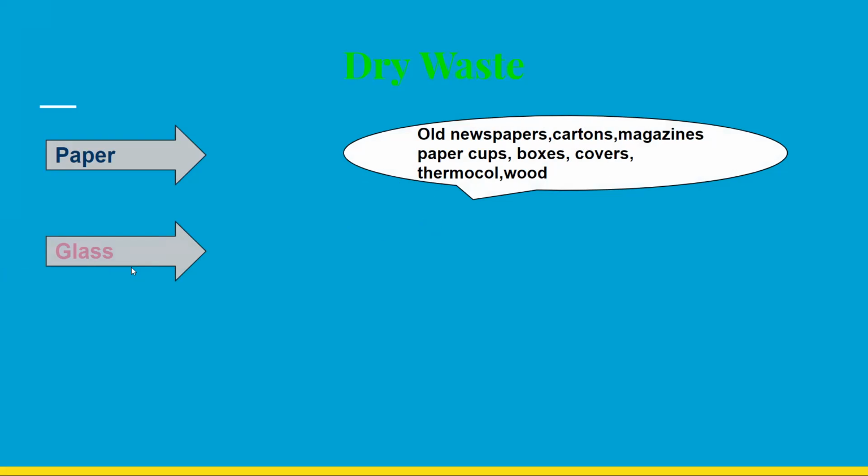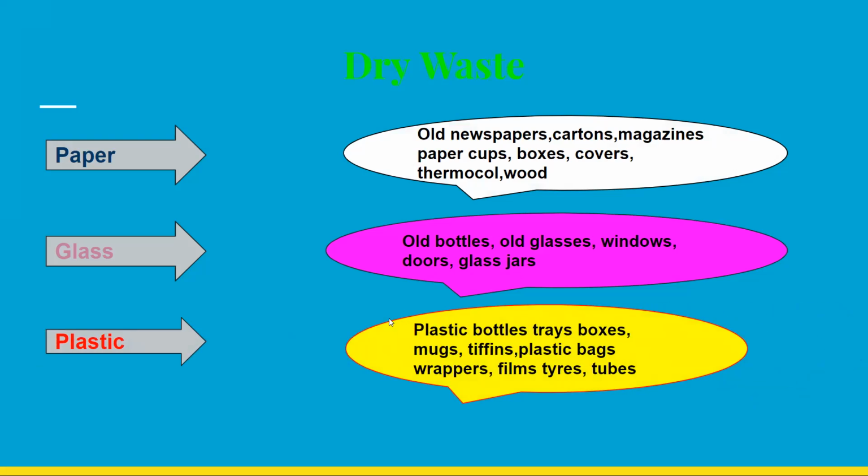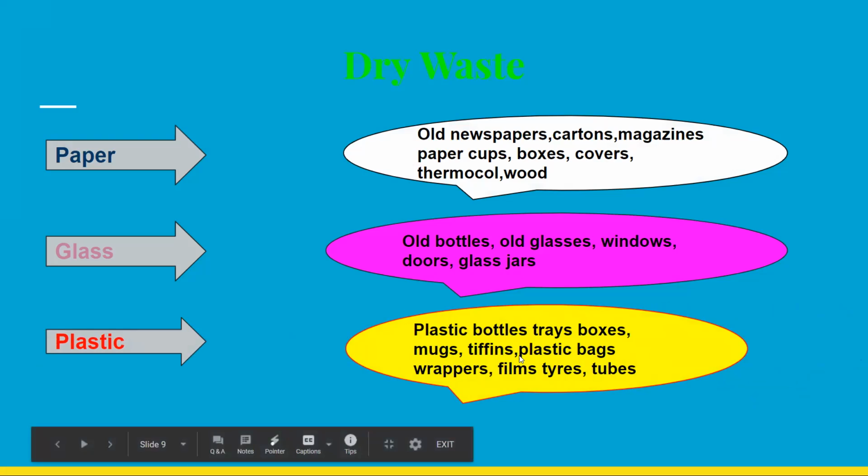Now next one is the glass. Now glass waste we are getting from old bottles, old glasses, windows, doors, and the glass jars. From these all things we are getting the waste of glass. When they are breaking, it is unusable for us. Next example is of plastic. Plastic also comes under dry waste. Now plastic bottles, trays, boxes, mugs, tiffins, plastic bags, wrappers, films, tires, and the tubes. These all are the examples of plastic waste.